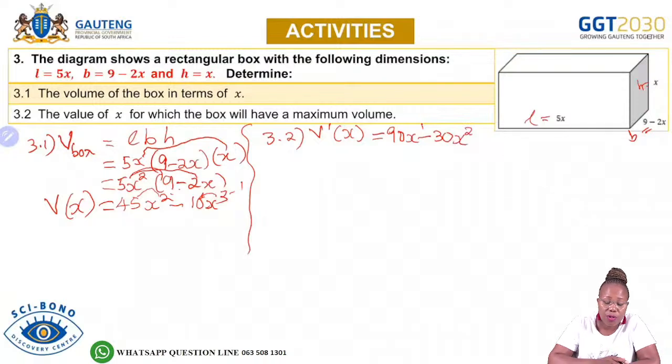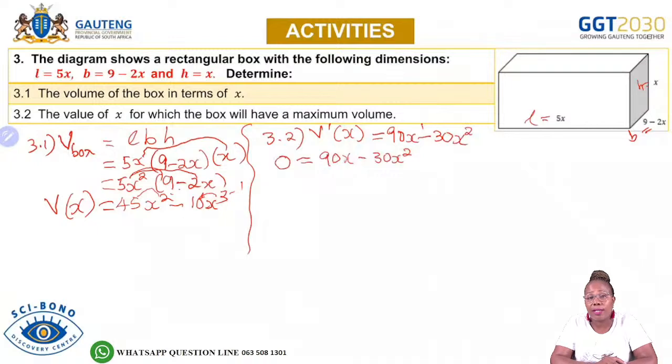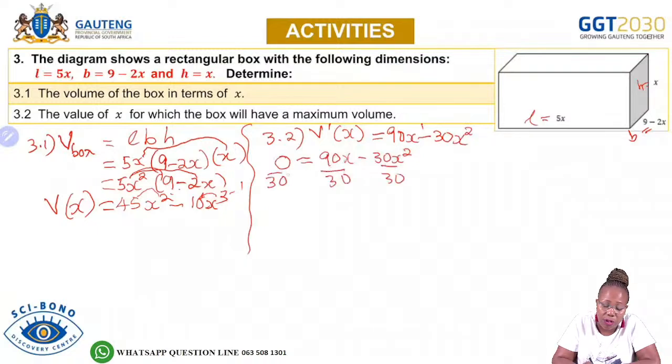Now, since we are maximizing to find the value of x, we are going to let the derivative of V equal to 0, and then we have 90x minus 30x squared. From here, you can take out the common factor, or you can divide throughout by 30. If we divide by 30 to simplify this, you end up with 0 on the left, and 30 into 90 is how many times? 3 times. And 30 into 30 once, then you are left with x squared.